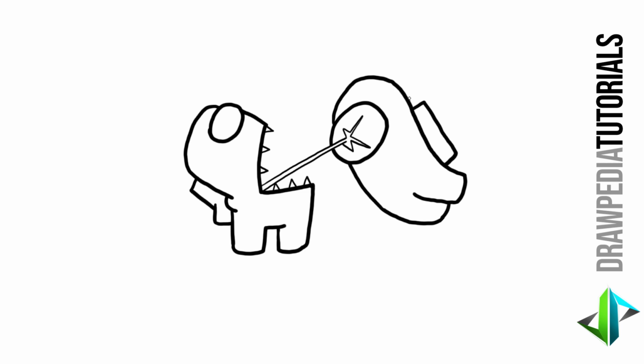Now at the back of the dead crewmate's head, I'm gonna draw the tip of the imposter's tongue with a diagonal line upwards and to the right, sharp turn back down to the back of the head.